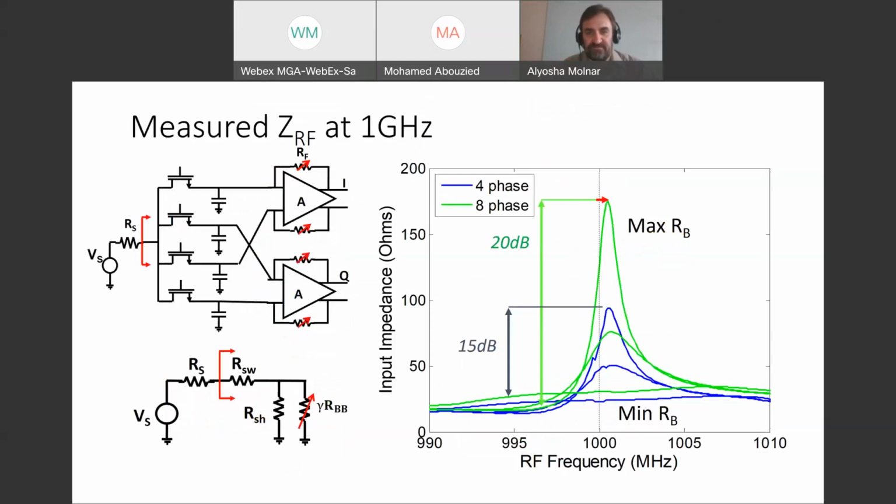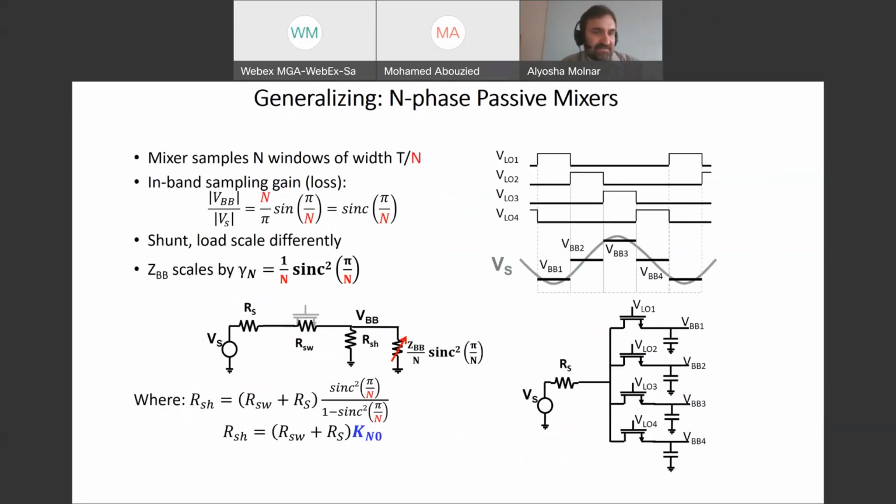Okay, now let's go back to this core observation that having more phases gives us a larger in-band impedance, and ask how that generalizes. So instead of having just 4 or 8 phases, if we have n phases, whatever that number is, we can still predict what that means in terms of gain and loss. And we see that the gain just goes as the sinc of pi over n. The scaling factor on our baseband goes as the sinc of pi over n effectively.